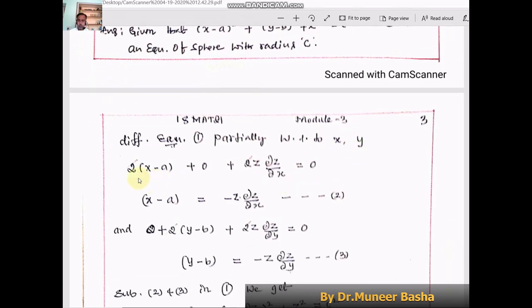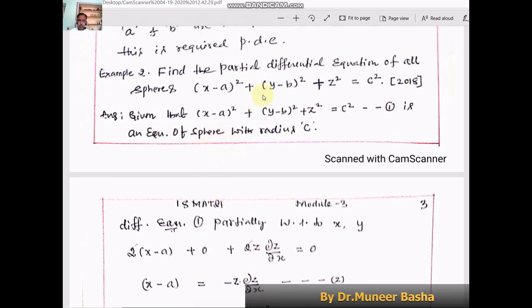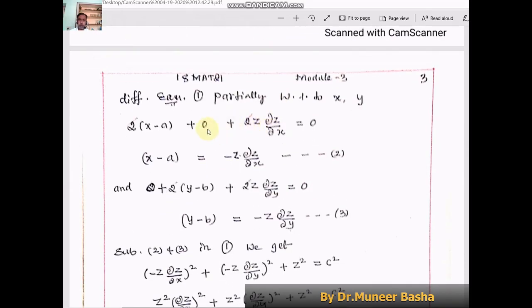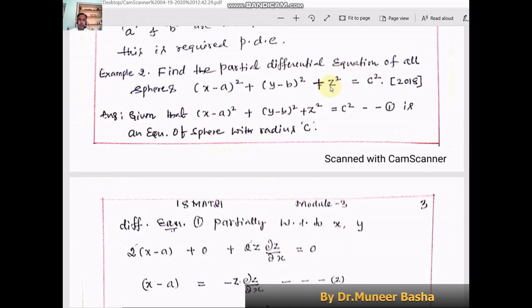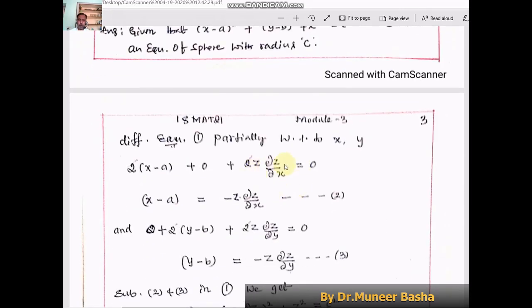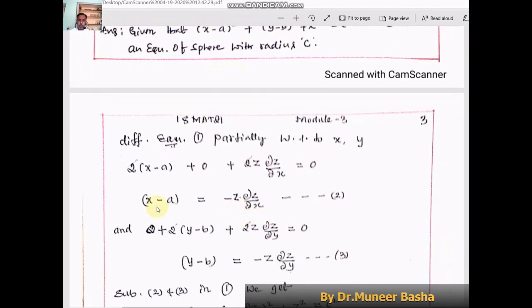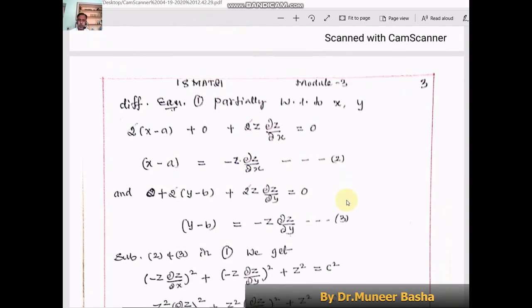So we will obtain 2 into (x minus a) plus 0. Why is this 0? Derivative of (y minus b) whole square: y is treated as constant, b is also constant, whose differentiation is 0. Plus derivative of z square, that is 2z into dou z by dou x, is equal to derivative of c square, which is 0. So in turn we get x minus a value as minus z dou z by dou x. Call this equation number 2.